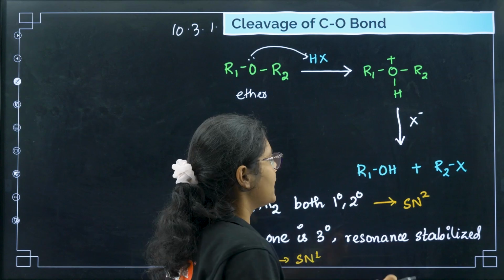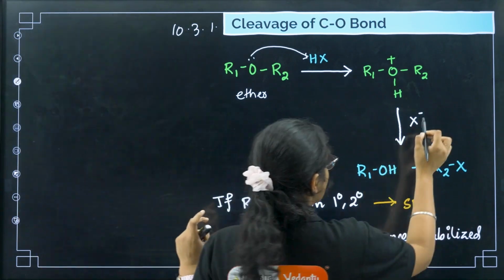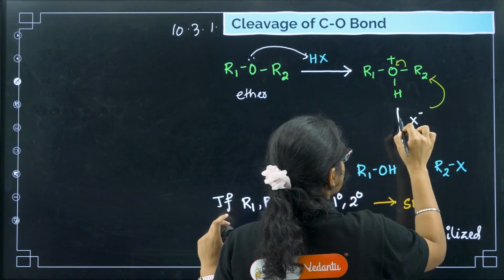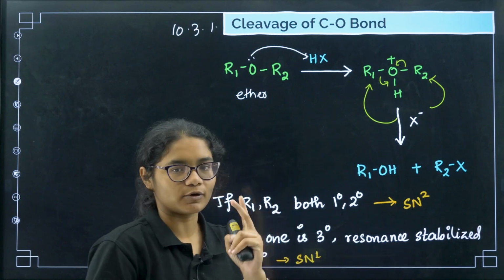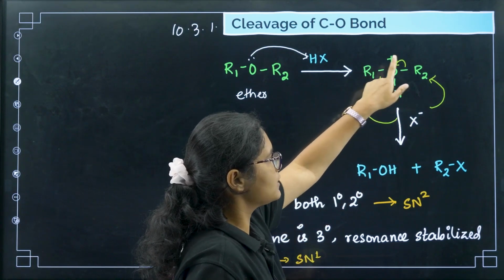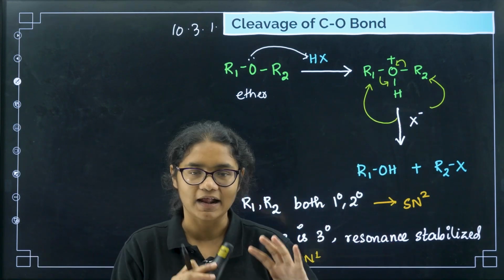This X minus can either attack on this one and the bond can break like this, or the X minus can attack on this one and the bond can break like this. There are two possibilities. Whether the X minus will attack on R1 or on R2 depends on two conditions, that we will discuss.